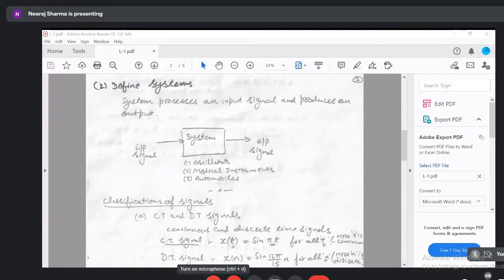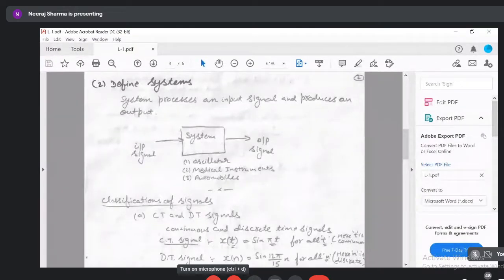Next is the classification of signals. Again, we will start with the signals first. What is the classification of signals? As you can see on this slide, slide number 3, the first category that we are going to define for the classification of signals is CT and DT signals.